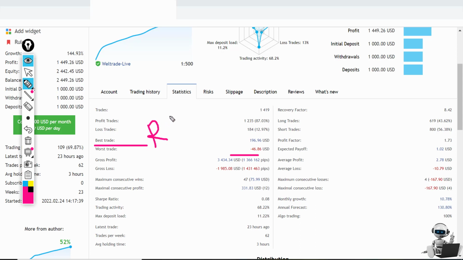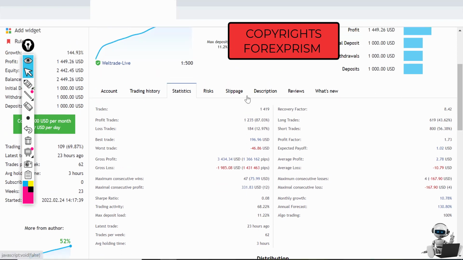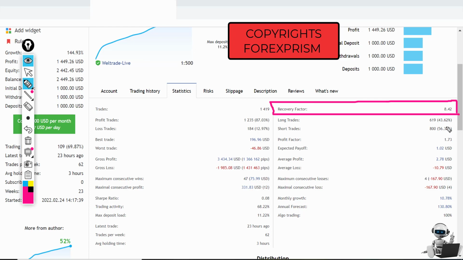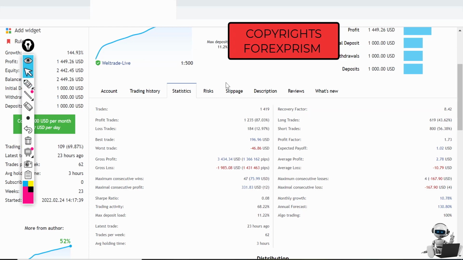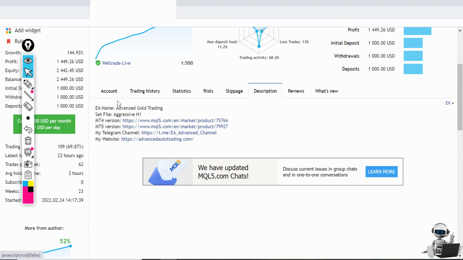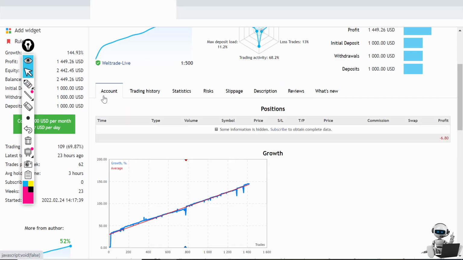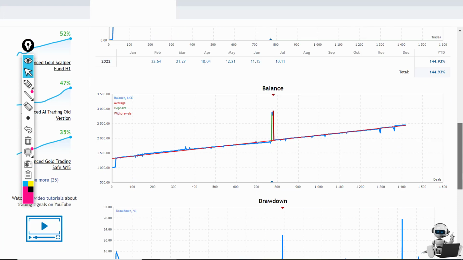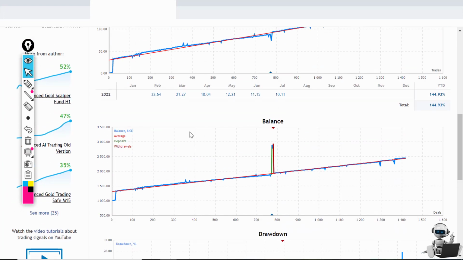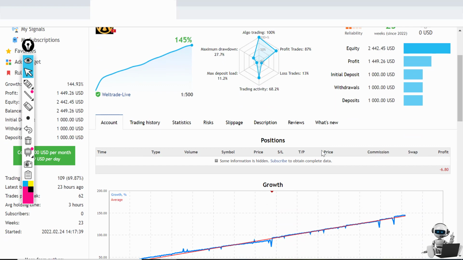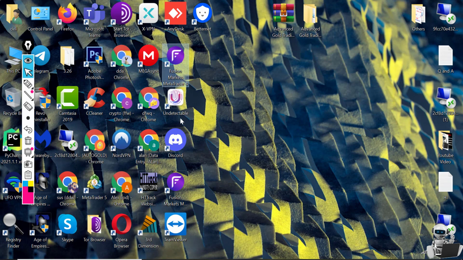The ratio, for example, here is 1 to 3. I think that's how we can calculate if we are using numbers. And the recovery factor is quite speedy, 8.42, that is also impressive. You can see the description, it's using aggressive 1 hour, and we also have some reviews for this EA. Many are saying this is quite profitable because gold is a hard commodity to consistently make profit from. So let us see it on the MT4.